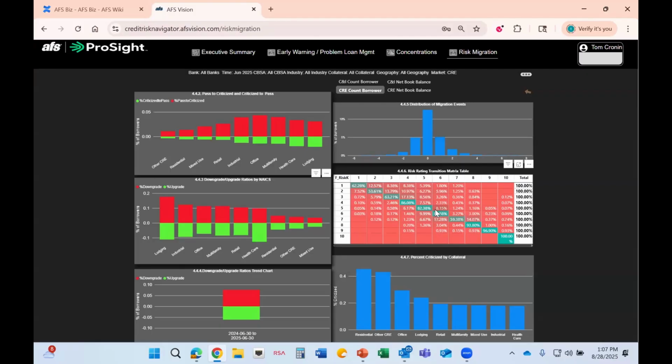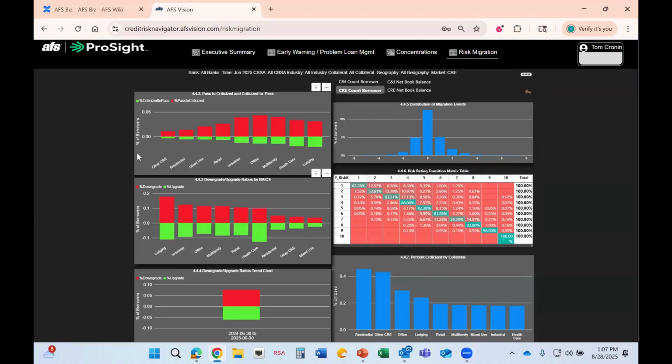We'll get to this one in a little bit more. And then the last chart is percent criticized. This one's fairly straightforward. It shows the percent criticized for every property type, and it's only for the current month. It is not a June 24 to June 25. So this is just a 1-month time frame. So let's see what these charts are telling us about CRE quality over the past 12 months.